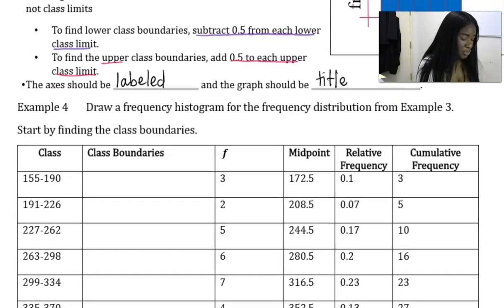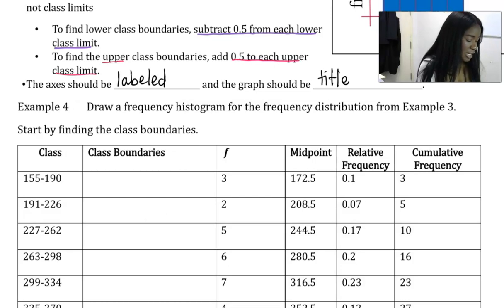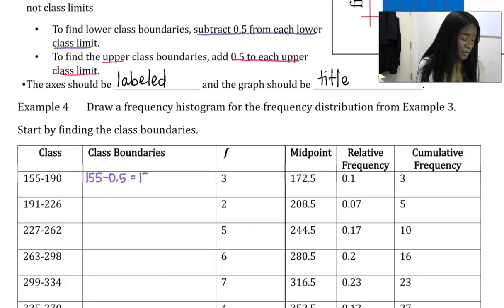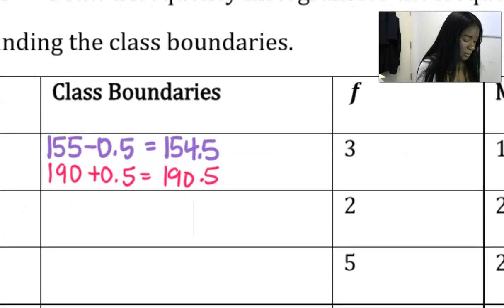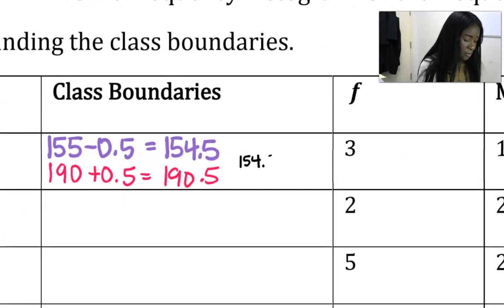So as an example, starting with the class boundaries for the first class, we're going to take the lower class limit of 155 and subtract 0.5, which would give us 154.5. And then we'll take the upper class limit of 190 and we add 0.5, which gives us an upper class limit of 190.5. So really the class boundaries are simply 154.5 to 190.5. Okay, that's turning into a shape, which I don't want. Okay, there we go.